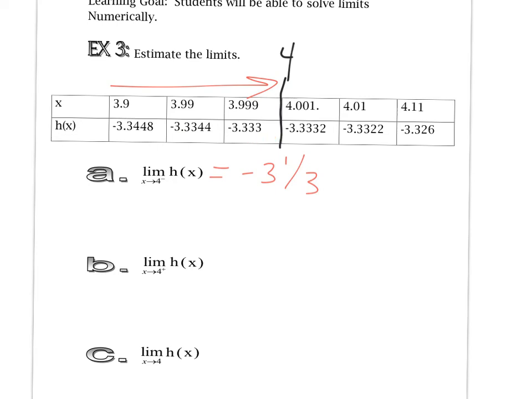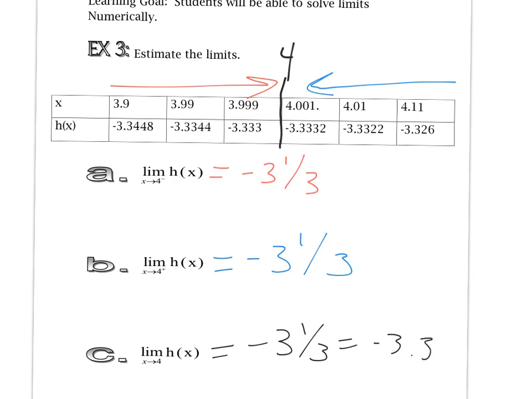Alright, how about from the right? Well, as we get closer and closer to 4, again, that decimal shouldn't be there. We see that it's getting closer and closer to negative 3 and 1/3. And so, we know the general limit must be, since they're the same value, negative 3 and 1/3. You could also, of course, write this as negative 3.3 repeating, but in calculus, fractions are going to serve us a lot better.